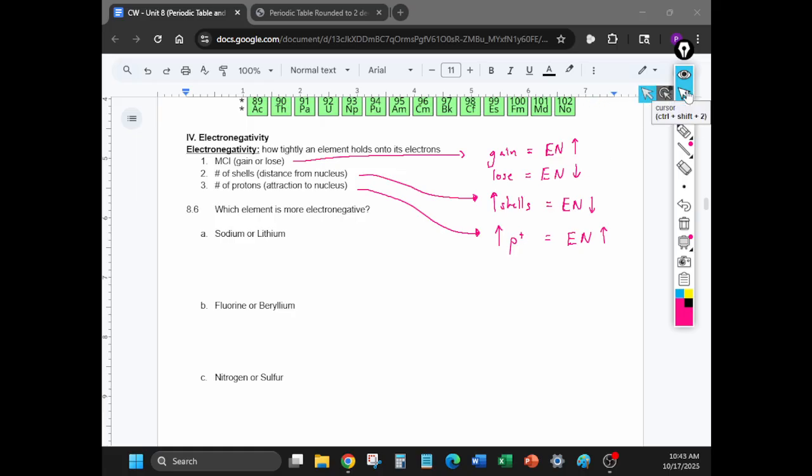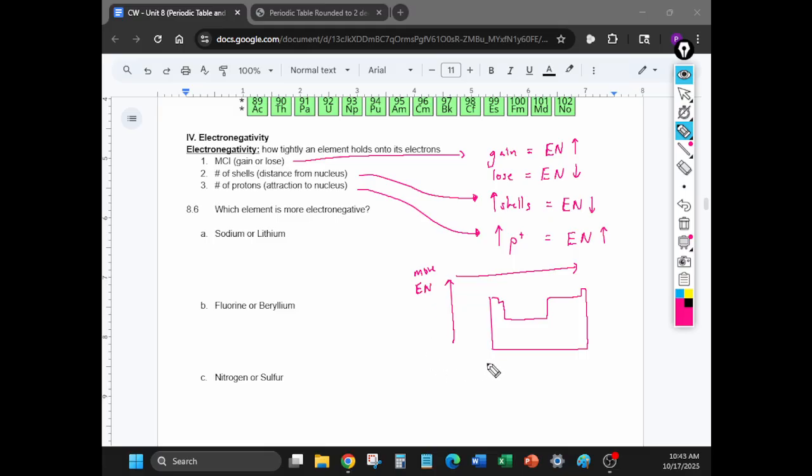There is a pattern that we can get out of this, and this is a general pattern that helps you visualize it, so let's talk about the pattern. So let's say this is my periodic table. Now, as you go up and as you go to the right, it's going to become more electronegative.